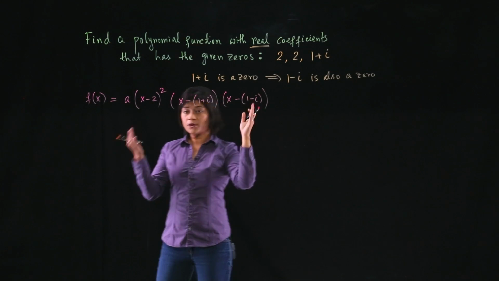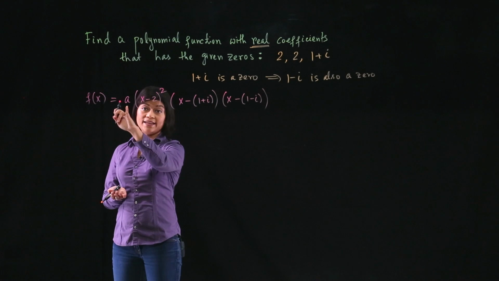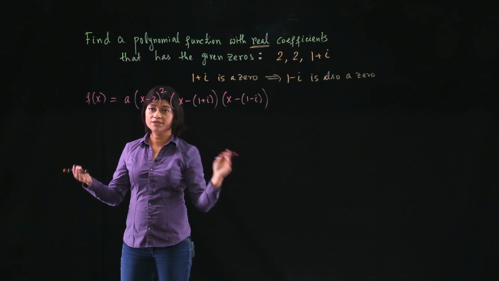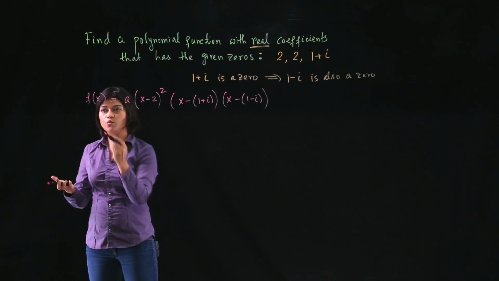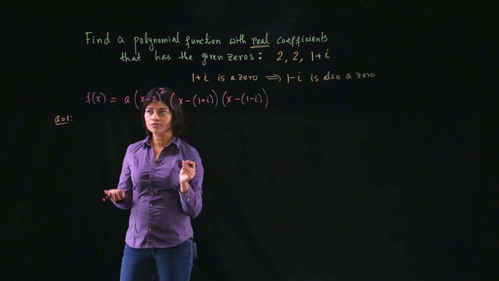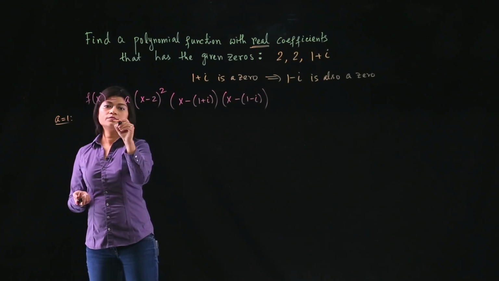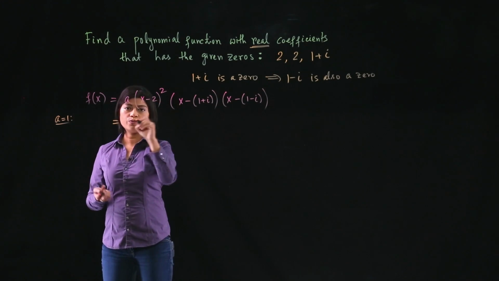Now, you know that this problem can have many correct answers. We can plug in any a value here and you will get different functions. So for simplicity, let's just pick a equals 1, and we'll get one function that we want. By plugging in a equals 1, we just have (x minus 2) squared.